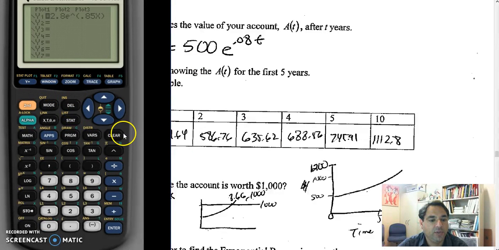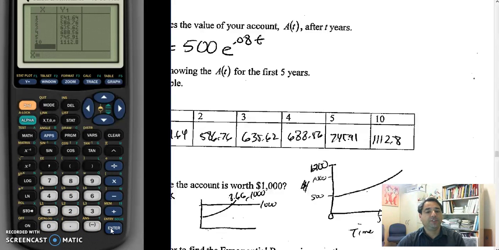So I go to Y equals 500, second ln for E, 0.08 X, keep it all inside the parenthesis. Now I can plug those values in. So if I go to the table, delete what's there, I can say what happens after 1 year, 2 years, 3 years, 4 years, 5 years, and 10 years. Okay, so if we know the time, we want to find out how much is in the account as it grows continuously, we plug into the formula.